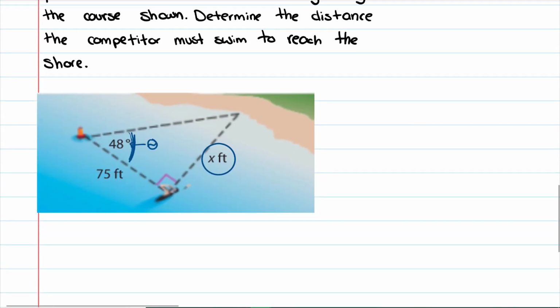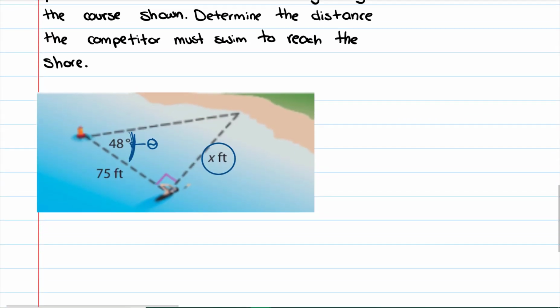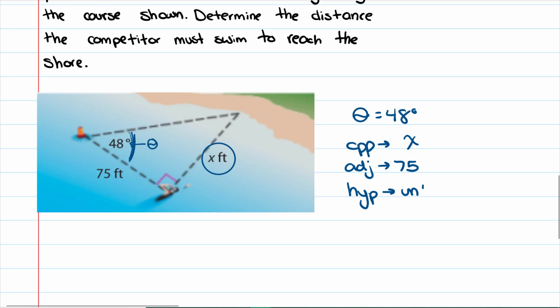All right, let's give it a go. So I'm going to first label what I know. I know my theta is 48 degrees. I know my opposite is going to be x. I know my adjacent is 75 because it's right next to the angle. And my hypotenuse is unknown. I don't know anything about the hypotenuse, which is this piece here.